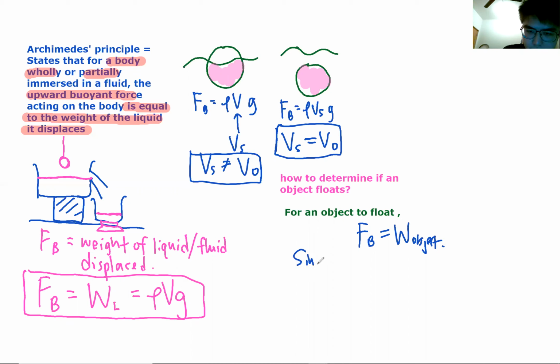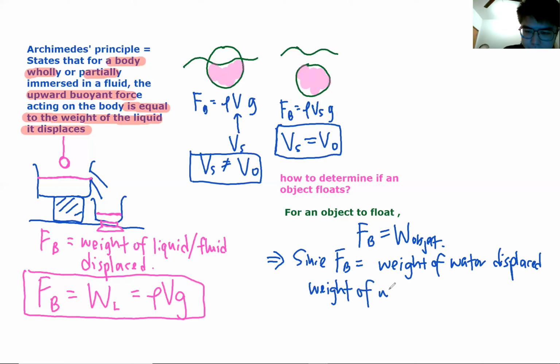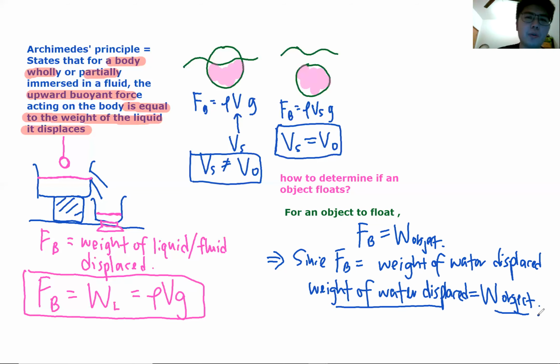And since the buoyant force is equal to the weight of water displaced, right? This is my Archimedes principle. Since FB is equal to the weight of water displaced, then the weight of water displaced must be equal to the weight of the object. So if your weight of water displaced is equal to the weight of the object, then the object will float.